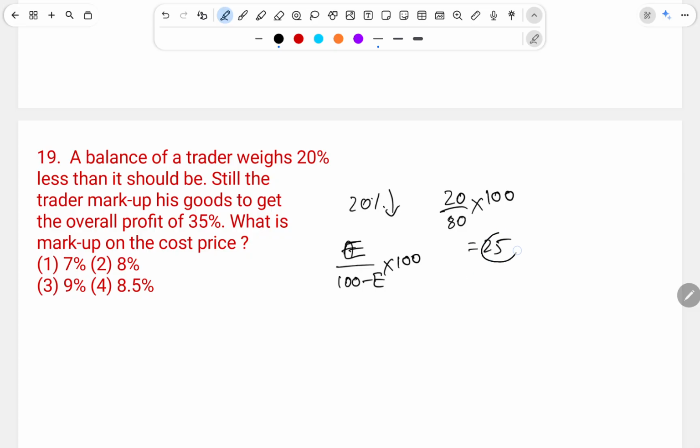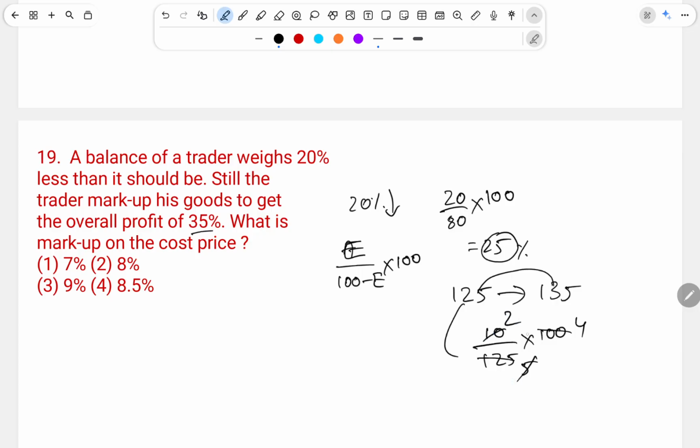So this will be what? Selling price. Means profit of 25% means 125. Selling price must be 125. But overall he is getting 35% profit, means 135. From 125 it increased by 10. From where it increased? 125 into 100. 25 fours, 25 fives, 5 ones, 5 twos. There is a profit of 8%. What is his markup on the cost price is 8%. Okay.